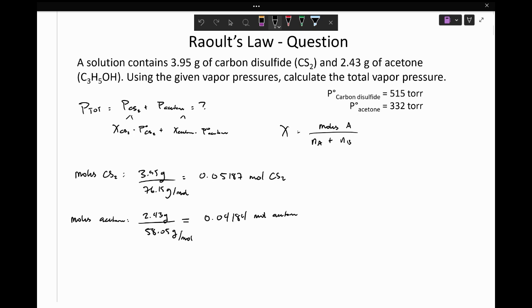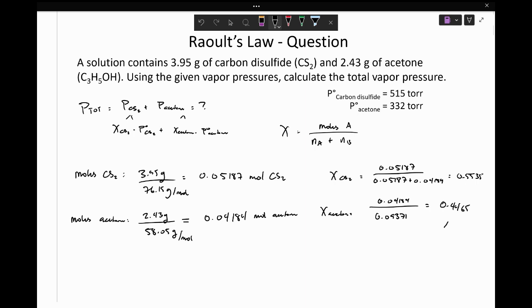And so if we're going to look at our mole fractions, we can say our mole fraction of carbon disulfide is just that number of moles of carbon disulfide, 0.05187, divided by 0.05187 plus the number of moles of acetone, which is 0.04184. We calculate that through, we get 0.5535. And then the mole fraction of acetone, you can just take the moles of acetone, 0.04184, divided by that sum, which is 0.09371, and you'd get that this is 0.4465.